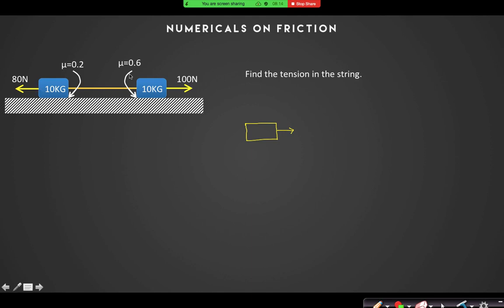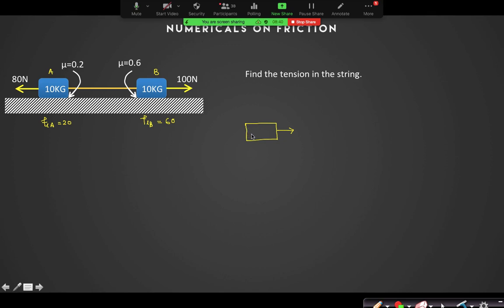Because the net force is 20 Newton, and the net friction force, I think, the limiting friction for block A is 20 Newton and limiting friction for block B is equal to 60 Newton. So the limiting friction is 80 Newton, that cannot be overcome by that 20 Newton force. As they cannot move, the direction of friction is anything, because this is static in nature.